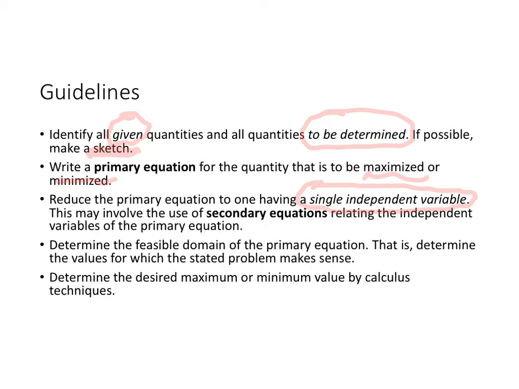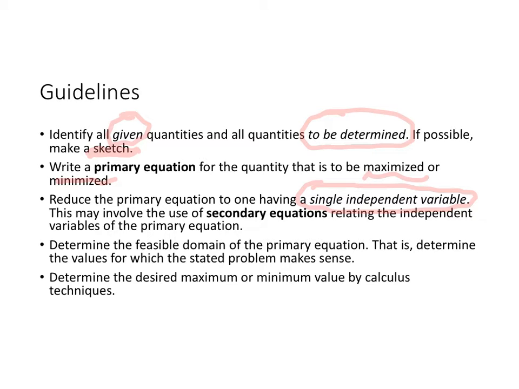The next step is to determine the feasible domain of the primary equation. That is, determine the values for which the stated problem makes sense, okay? In some cases, you may actually be given a domain, a limit, from this value to this value. In other cases, you may end up with an answer that may not make sense. For example, if you're looking for maximizing a length, and you come up with a negative value, this doesn't make sense. There's no such thing as a negative length.